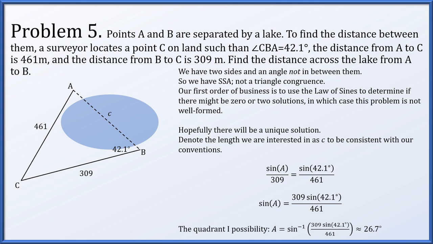Now, there are two possibilities here. Perhaps we have a quadrant one angle, in which case the arcsine function will work just fine. And since we have a whole bunch of decimal values for angles, I'm assuming approximations aren't going to be that big of a deal. So the arcsine of this quantity is about 26.7 degrees. So if A is a quadrant one angle, it's 26.7 degrees.